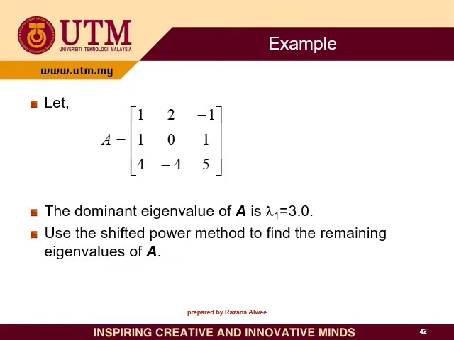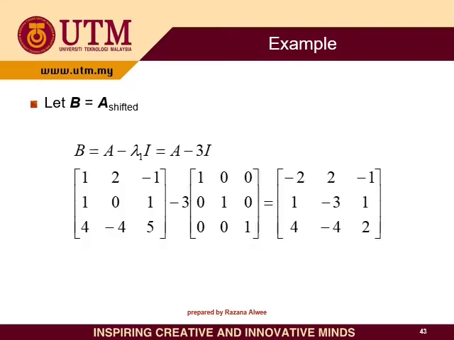Okay, let's look at the example. We have a matrix here, matrix A, a 3 by 3 matrix. If you remember, we have 4 steps before, right? The first step is to find the lambda 1, the S, the dominant eigenvalue. For this question, they already give it to you: lambda 1 is 3.0, so you already know your lambda is 3. No need to find it. Then use the shifted power method to find the remaining eigenvalues of A.